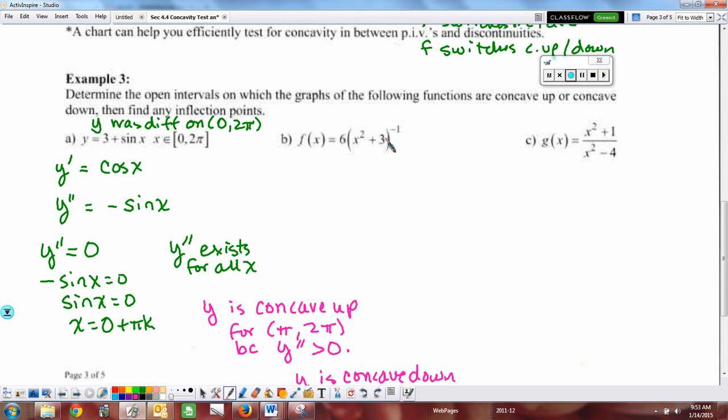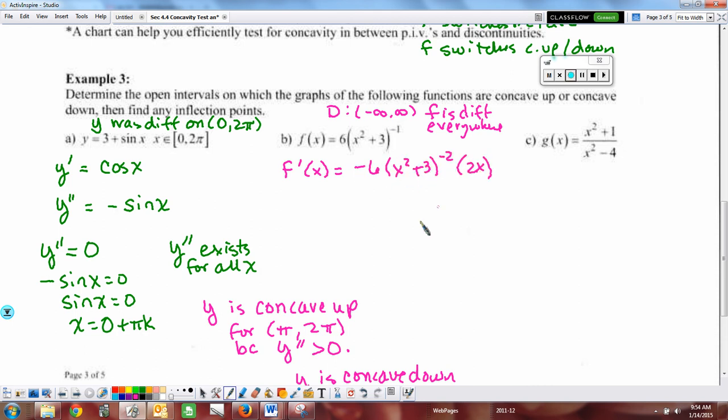Now in B, this is a fraction, but there's no division by 0 because x squared plus 3 is never 0. So our domain on this one is negative infinity to infinity, and this is going to be differentiable everywhere. So all the points exist and they all have derivatives. So f prime of x is going to be negative 6 x squared plus 3 to the negative 2 times 2x.